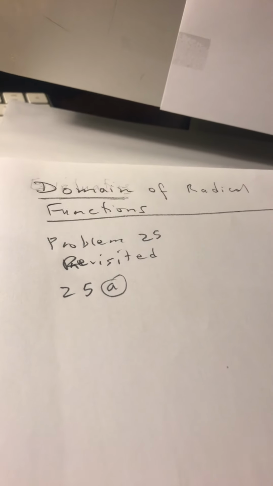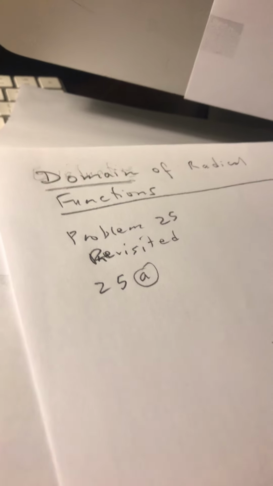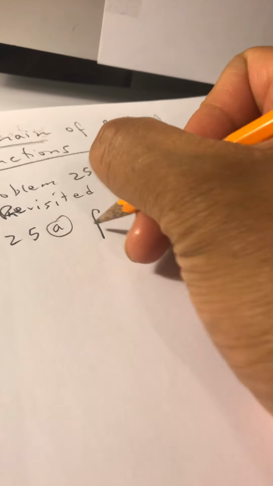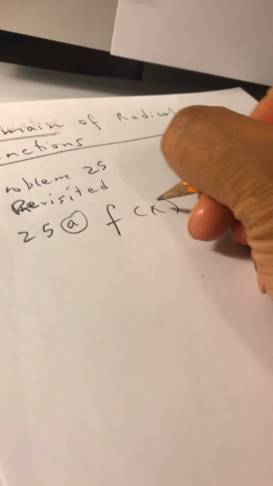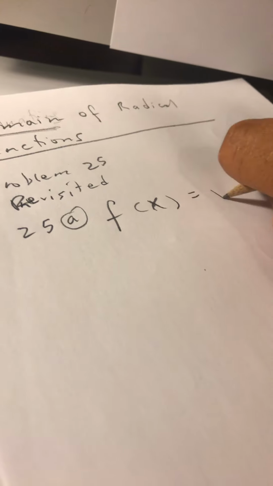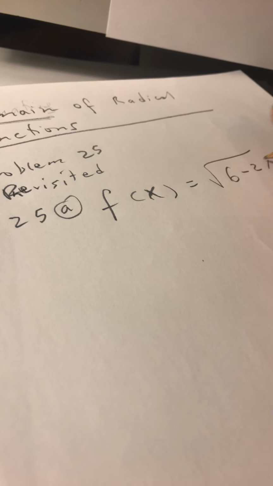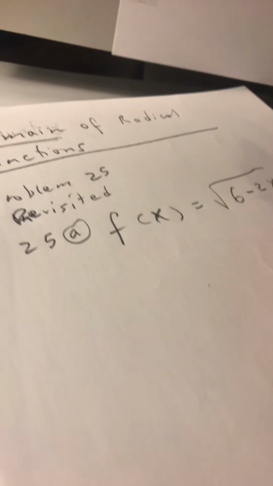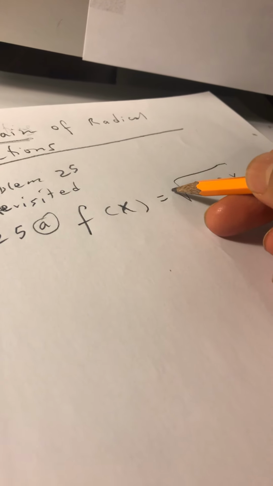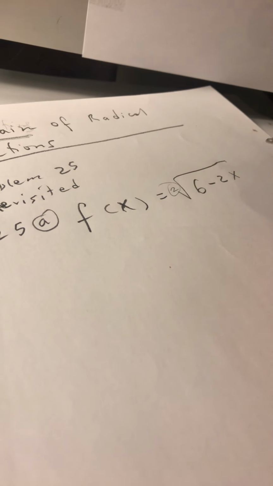Okay, so we're revisiting problem 25 to talk about the domain of those functions that we evaluated. So 25a, we have f of x is equal to the square root of 6 minus 2x. And again, the radical here is even, so there's an invisible 2 if you want to think of it like that.